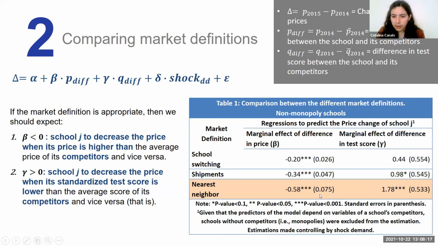So we estimated the model for the three definitions, and here are the outcomes. We found that in all the cases, we have the coefficients in the expected direction, but for the case of the nearest neighbor, we found larger effects. So for that reason, we selected this definition because it was able to recognize in a better way to which schools a school reacts.